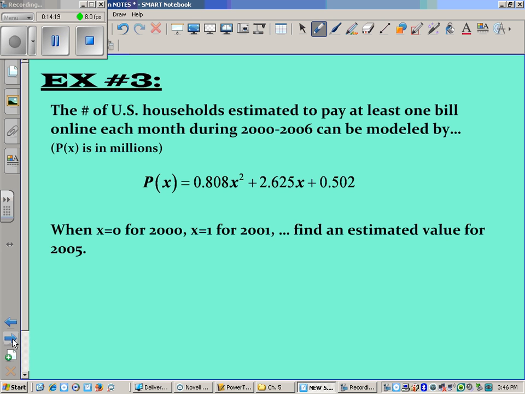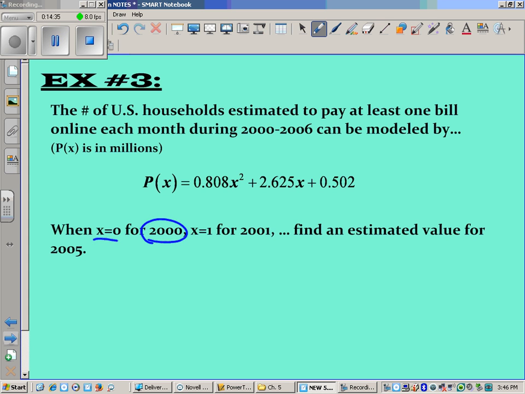Example number 3 says that the number of U.S. households estimated to pay at least one bill online each month during 2000 to 2006 can be modeled by this equation. So this is the number of people that pay at least one bill online. They give us this equation.